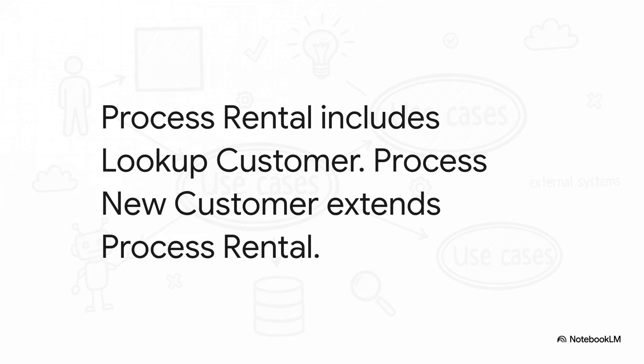And to really reinforce those tricky arrows, think about the specific relationships in that rental scenario. Every single time a rental or return is processed, the clerk must look up the customer. Because it's common, mandatory functionality, process rental includes lookup customer, so the arrow points directly toward that inclusion. But entering a new customer? That's exceptional. It only happens sometimes. Therefore, process new customer extends process rental, and the arrow points back to the base case. It maps the logic perfectly.